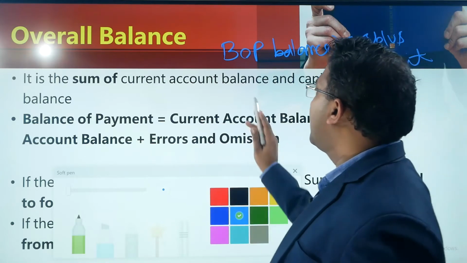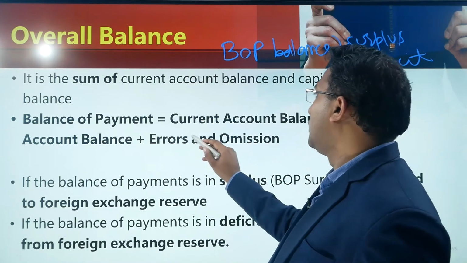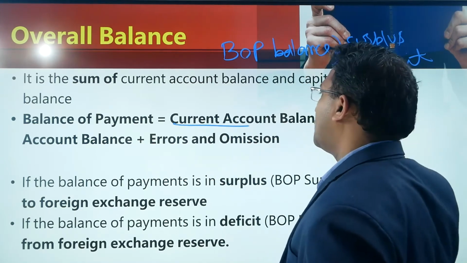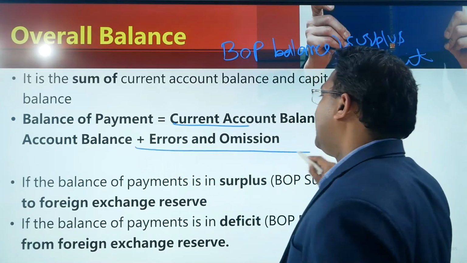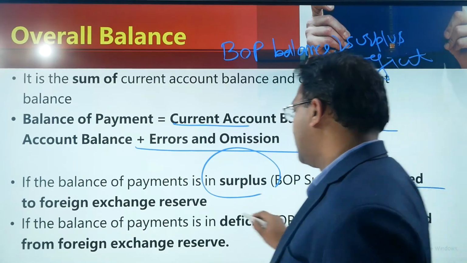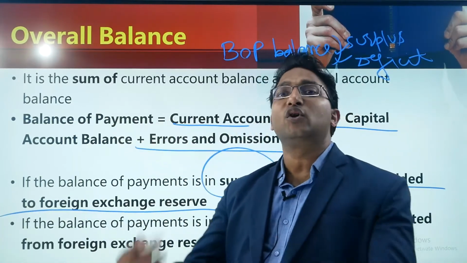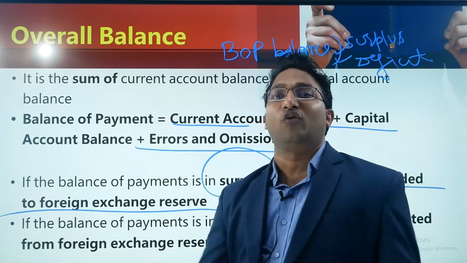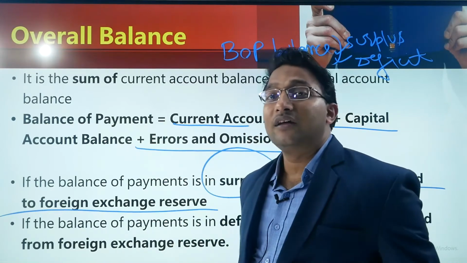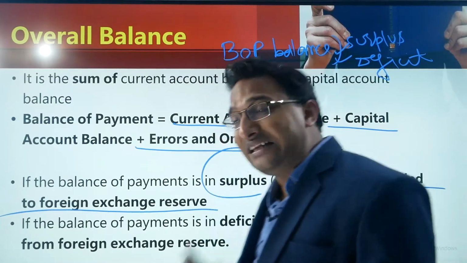So it is the sum of current account balance and capital account balance. Balance of payment is equal to current account balance plus capital account balance plus errors and omissions. If the balance of payment is surplus, it is added to the foreign exchange reserve, right? Surplus balance of payment means the receipt of foreign exchange is more than the payment of foreign exchange. So definitely the stock of foreign exchange that we have in the country will increase.